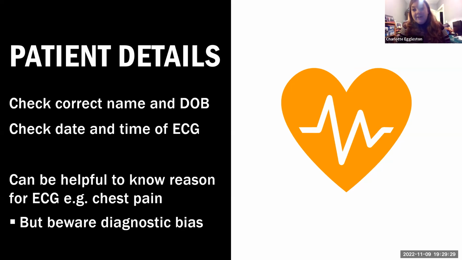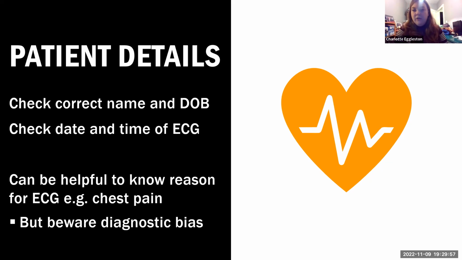An easy one to forget, but always check you've got the correct name and date of birth, particularly when you're presenting back. So this is the ECG of X person with their date of birth. It can be helpful to know the date and the time. Is this actually the current ECG that you wanted? Sometimes they'll be numbered, say if someone's had chest pain and is having multiple ECGs to check for any changes. So check you are looking at the one that you want to look at.